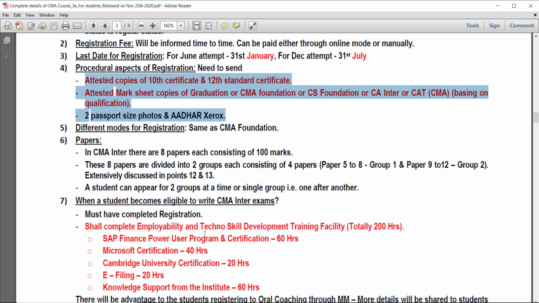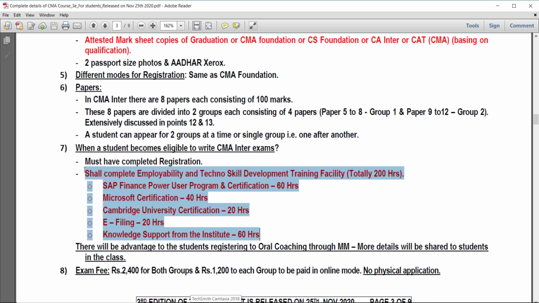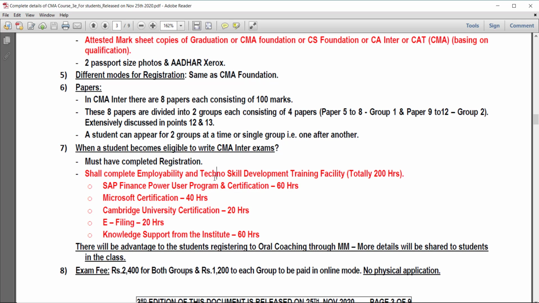After completion of registration to CMA Inter, you have to undergo training for 200 hours, which is called employability and techno skill development training. The divisions you can see here: SAP Finance Power User Program and Certification for 60 hours, Microsoft certification for 40 hours, Cambridge University certification for 20 hours, e-filing for 20 hours, and knowledge support from the institute for 60 hours. The total comes to 200 hours.